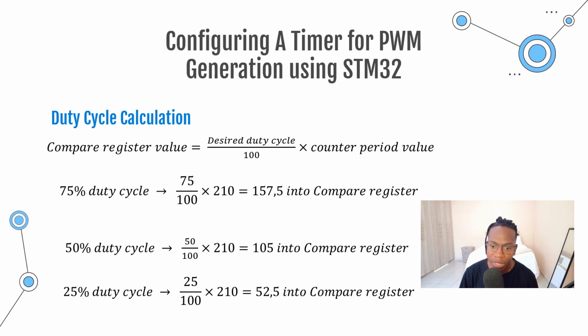So it would be 75 over 100 multiplied by 210, which is 157.5. This value can also be rounded up to 158 when you're actually implementing this into your code. If you want a 50% duty cycle, that would be 50% of 210, which is 105. And if you want a 25% duty cycle, that would be 25% of 210, which is 52.5. Again, if you are coding this, you can just round the value up to 53 in your code.